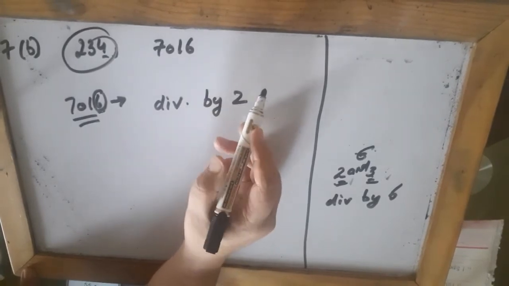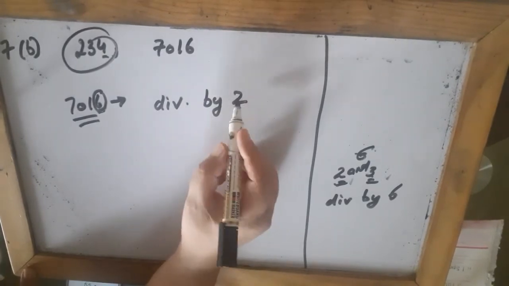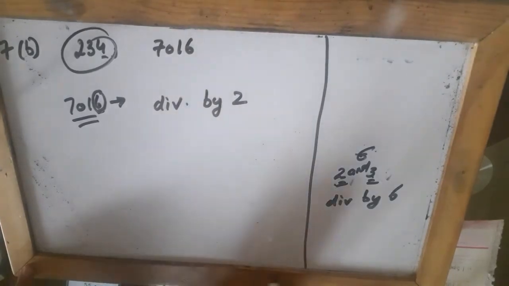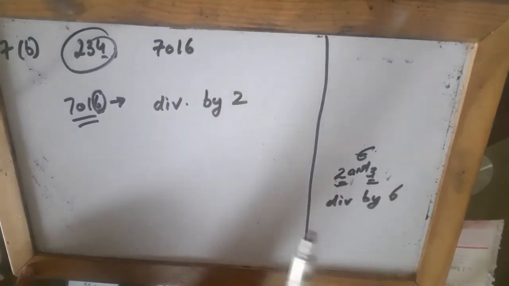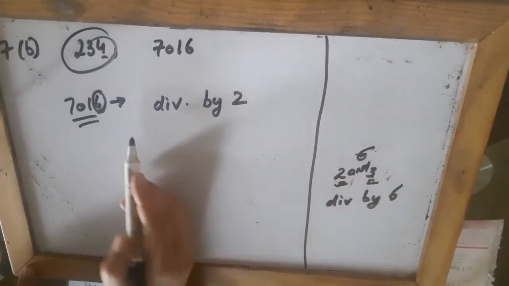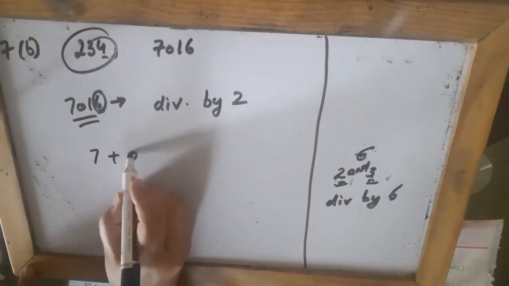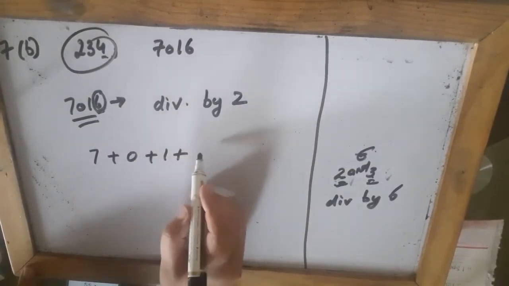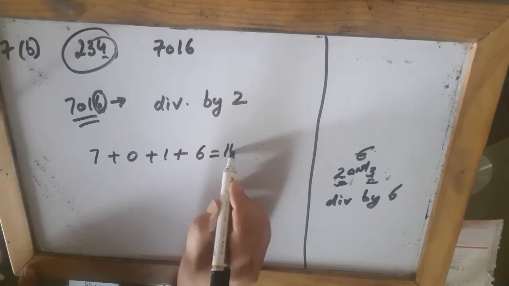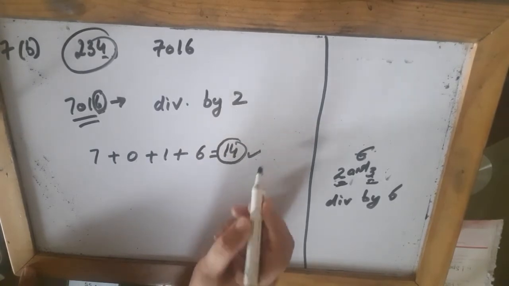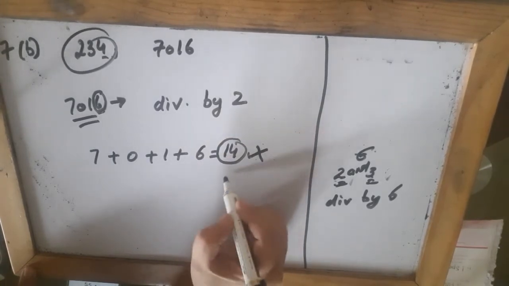Now I have to check the divisibility by 6, and for 6 I have to check the divisibility by 2, which I have already done, and now by 3. So with 3, what do I have to do? I have to add all the digits, right? So you will get 14. Is 14 divisible by 3? No, it is not divisible by 3.